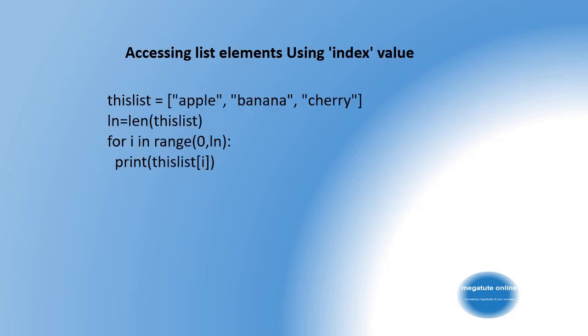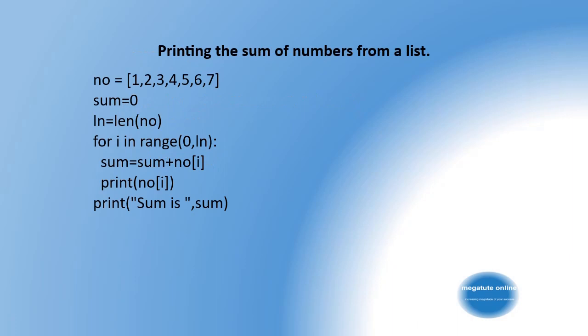You can also access every element of a list by the index value. Just take the length of the list by the length function in ln, run a loop for i in range 0 to ln, and just say print the list name and i, that is this list and i. This is going to give you every element of the list. Like the first element of the loop i is 0, so it's going to print this list 0, like apple, then i will be 1, this list 1, like banana, i will be 2, this list 2, like cherry.